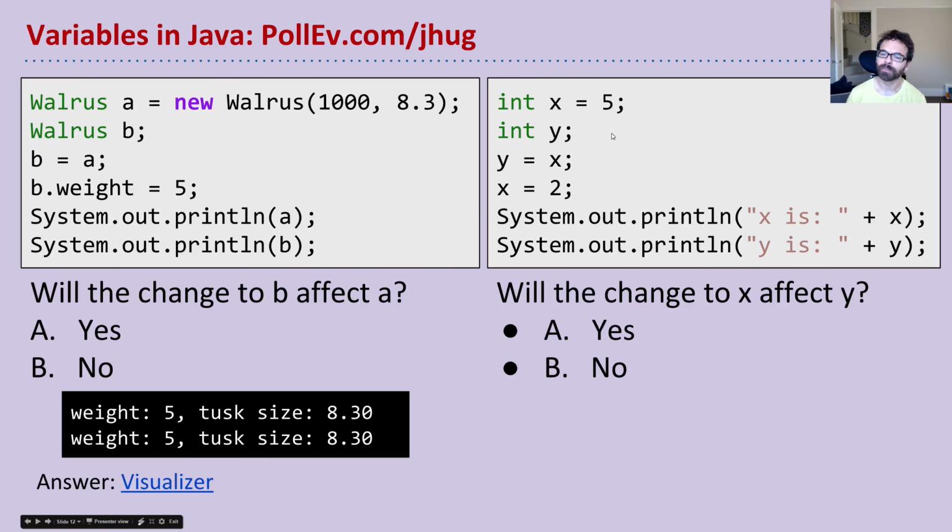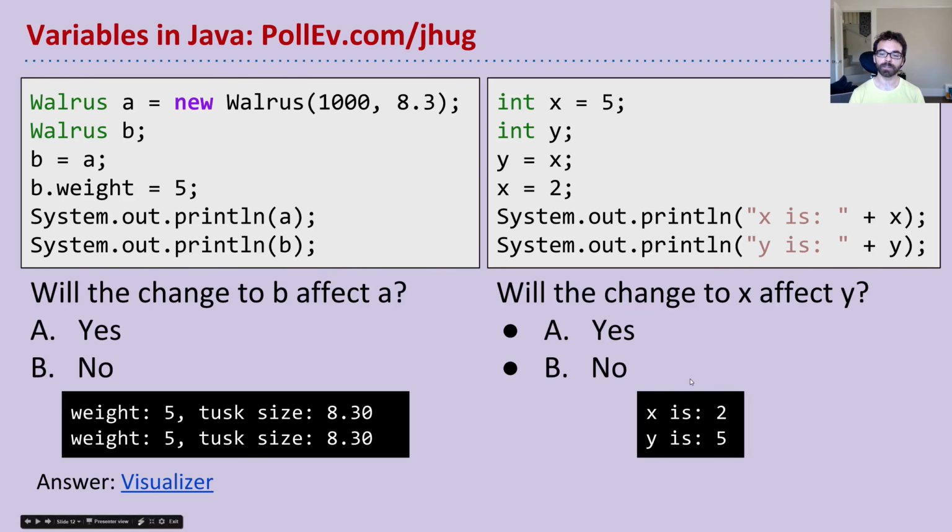How about integers? Let's say we have an integer x and we set it equal to 5. Create another integer y, and then say y equals x, and then change x. So the question now is, will the change to x affect y? We're going to print them out to see what happens. Again, I haven't told you everything you need to know to answer this question, so make your best guess, and I will let you know.